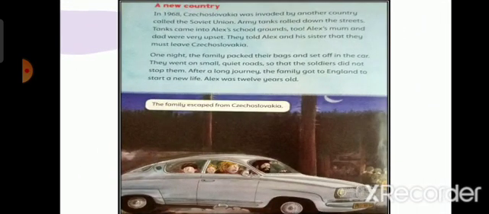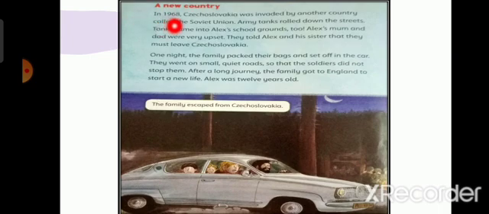Turn your page. It is page number 86. Are you ready to read? Okay. The heading is A New Country.